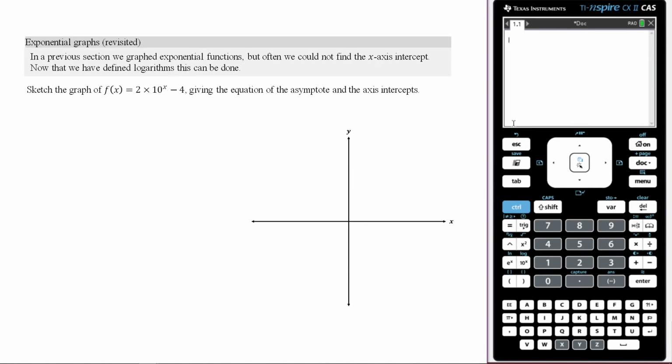We're now going to talk about the fact that we can now fully draw an exponential graph and find all the axial intercepts. In the previous section, we graphed exponential functions, but often we could not find the x-axis intercept. Now that we have defined logarithms, this can be done. So we're going to sketch this before us, giving the equation of the asymptote and the axis intercepts. Let's see how we go with it.